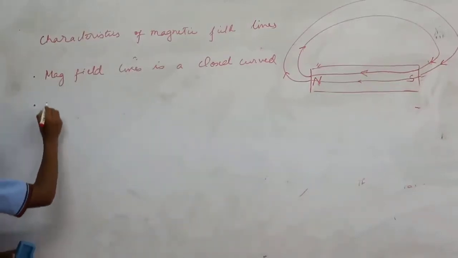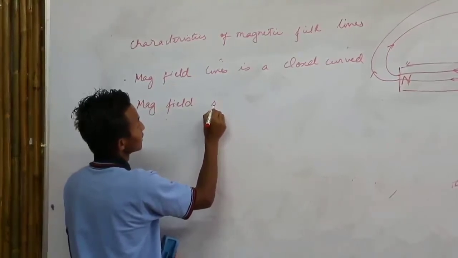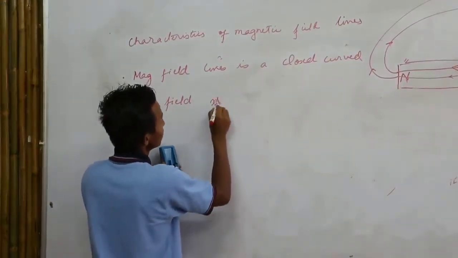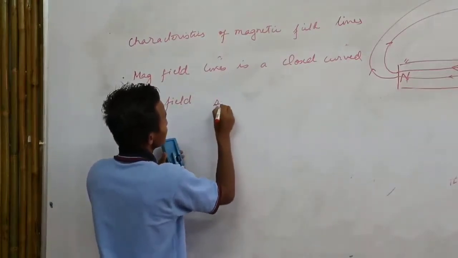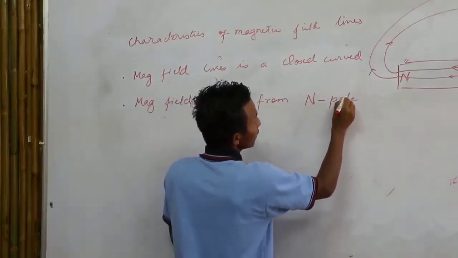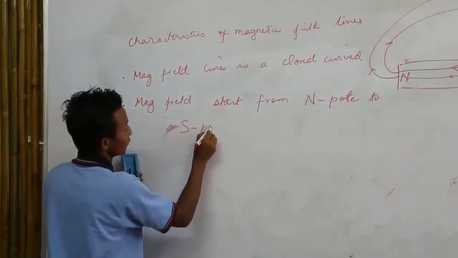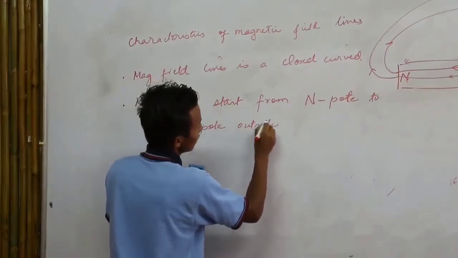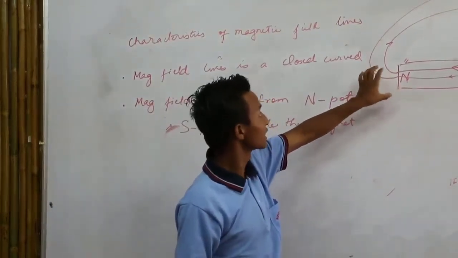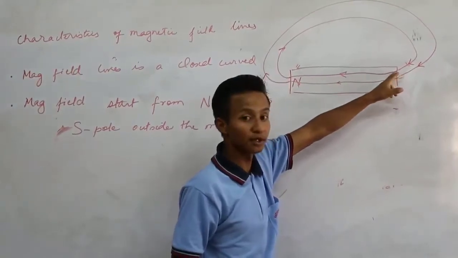Point number 2. Magnetic field lines start from the North Pole to the South Pole outside the magnet. As you can see here, these magnetic field lines start from the North Pole and end in the South Pole, right?